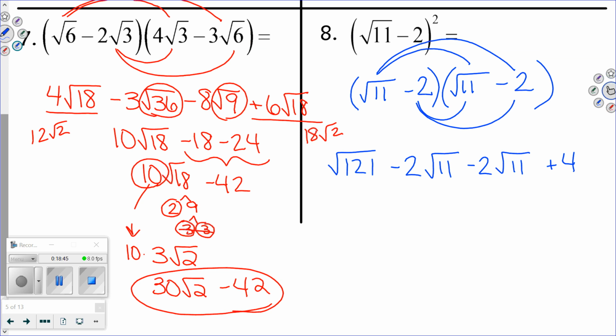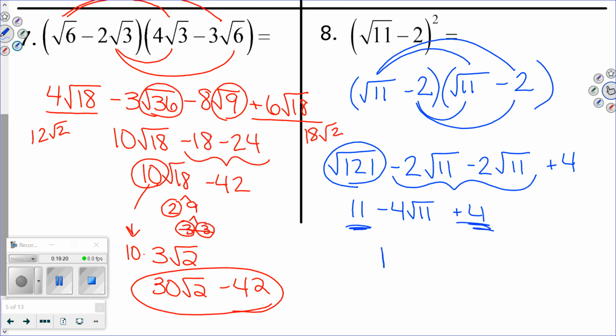How'd you get a radical 2? I don't know. I have radical 11s going on in there. All right, what's the square root of 11? Or, I just told you, square root of 121. That's 11. I have like terms in the middle. What happens with those? Becomes negative 4 radical 11. And then I have a plus 4. Am I done? I got 11 plus 4 is 15 minus 4 radical 11. Now I am done. Yes.